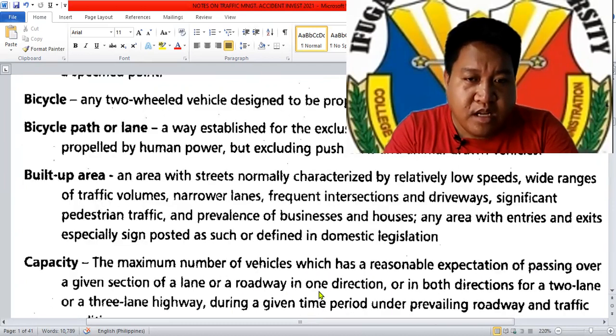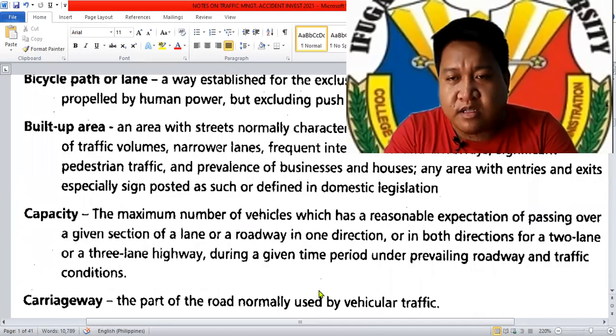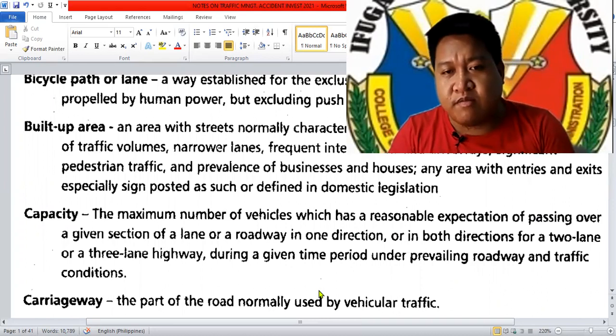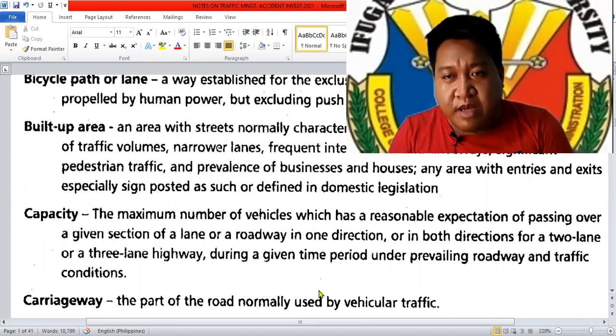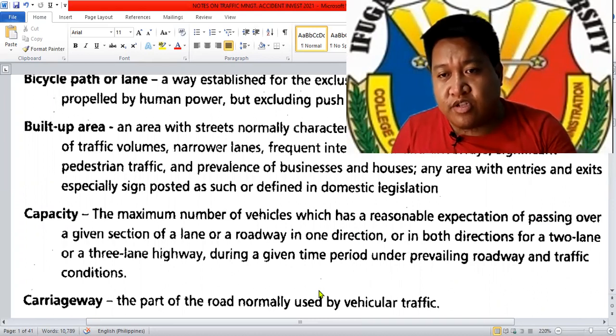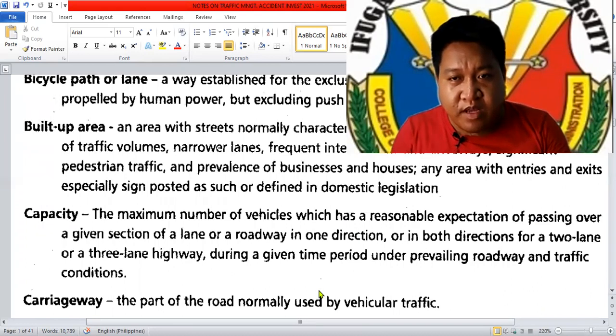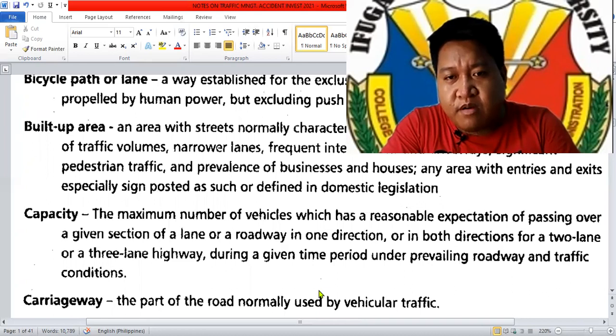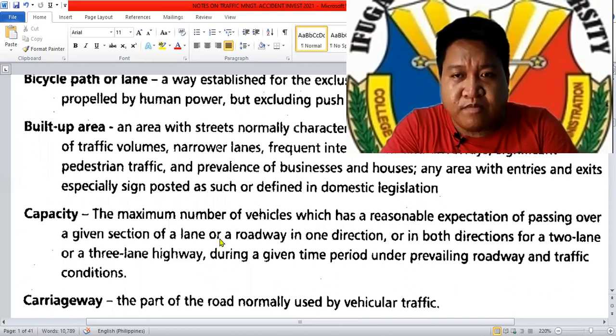Okay. Then another term is capacity. Common yan, no? In traffic management, capacity of vehicles, capacity of passengers are being checked, no? That is to avoid overloading on vehicles naman, that is to avoid traffic problem, no? Or traffic conflict like traffic congestion, no?